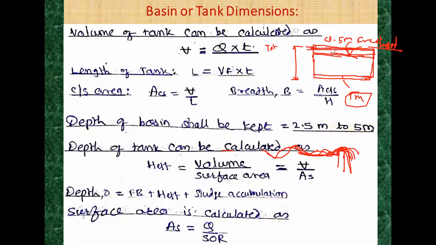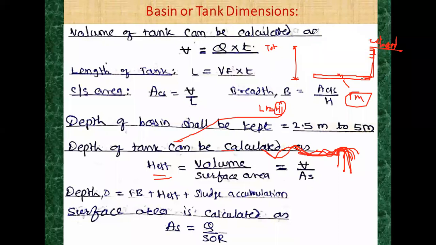Apart from the freeboard and the bottom depth, this in-between depth is the one in which settling is going to occur. There is no water above, so settling will not happen there. The height of the portion where settling occurs is called the effective depth. And while designing, whenever we use the formula LBH, we are talking about this H, this effective depth, or H effective. So we have to keep that in mind.